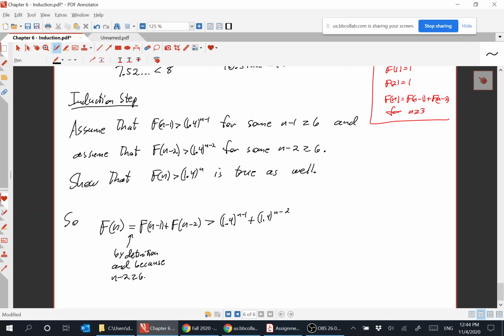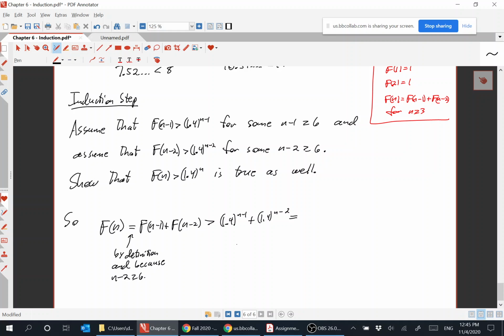Now we're trying to work our way up to 1.4 to the n. So what might I do now? We're trying to show that Fn is greater than 1.4 to the n. So far, what do we have? We have Fn is greater than 1.4 to the n minus 1 plus 1.4 to the n minus 2. How can we work our way towards 1.4 to the n? Is there some way I can get a 1.4 to the n out of this expression here? You could combine the two, couldn't you? How do we do that?